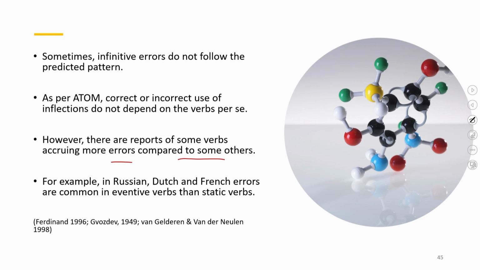This is also evident. For example, in Russian, Dutch and French, errors are more common in eventive verbs than static verbs. So, these are two different categories of verbs. Children tend to make more mistakes in eventive verbs as opposed to static verbs. This also is a problematic case when we are trying to understand inflectional morphology through atom theory.